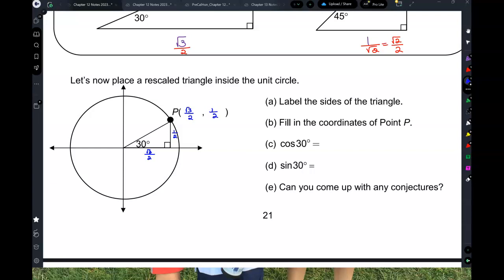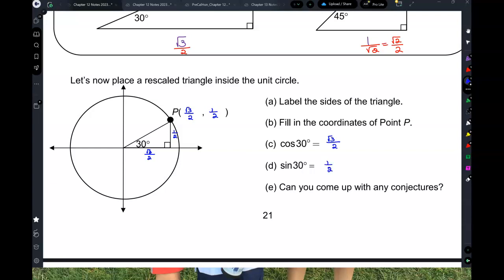Now, as the next example, why don't we find cosine of 30? Cosine of 30 is SOHCAHTOA, right? But now it's just the adjacent, right? Cosine of 30 is what? Root 3 over 2. It's the adjacent. Sine of 30 is the opposite, so it's 1/2.